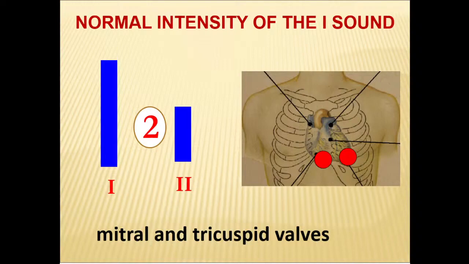Last lecture we spoke about the characteristic intensity of the first and second sounds. We are talking about the normal intensity of the first sound, which may be characterized only over the heart apex and xiphoid process, and normally it must be 2 times larger than the second one. If the intensity of the first sound is more or less than 2 times the second sound, we are talking about decreased or increased intensity of the first sound.